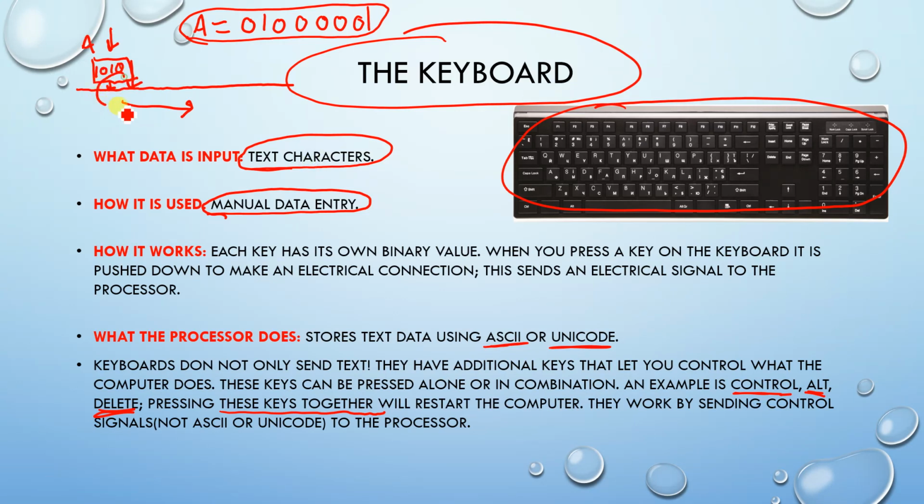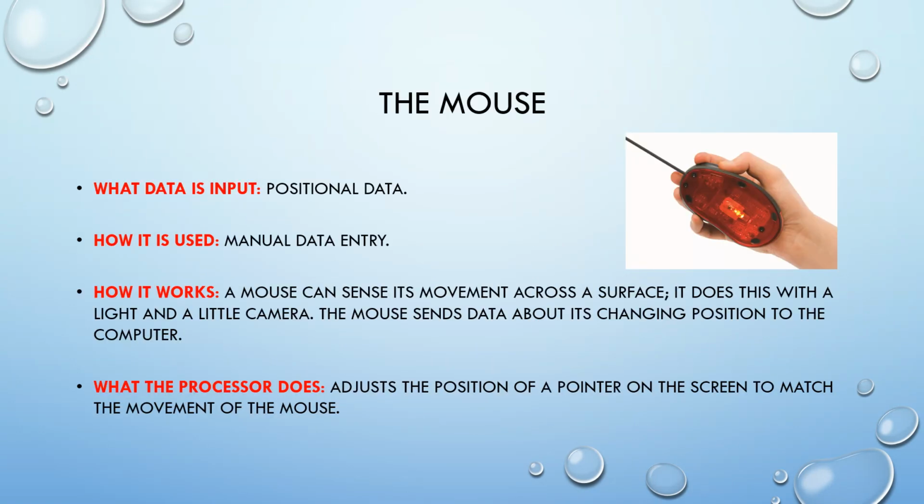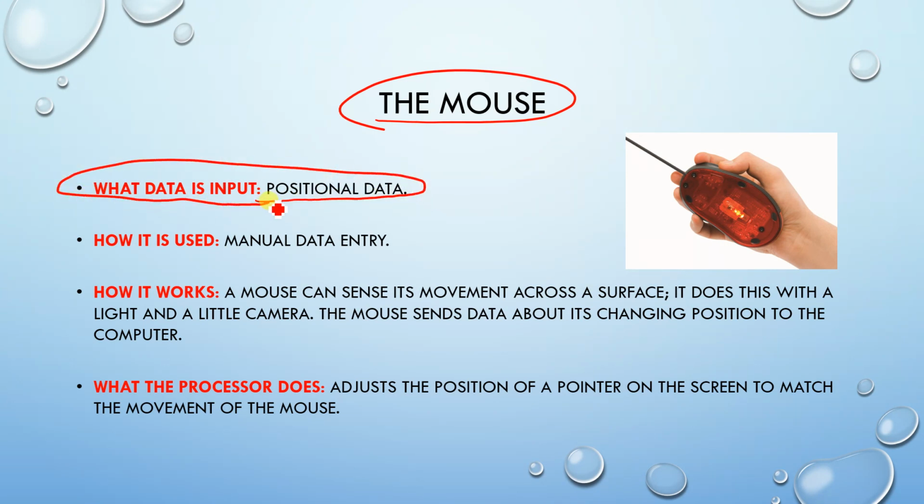Okay, so the next one, the mouse. The mouse controls positional data. Yes, you can click it and it sends the clicks to what you're clicking on, but the vast majority of the time you're moving a mouse around. And if I use my pen here, you can see it's the positional data moving. Okay, now it is manual because you're moving it yourself. And this is how it works.